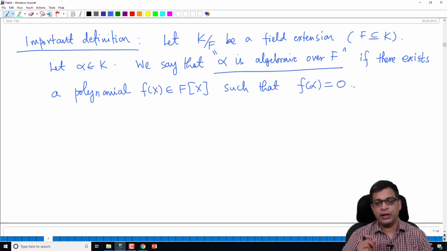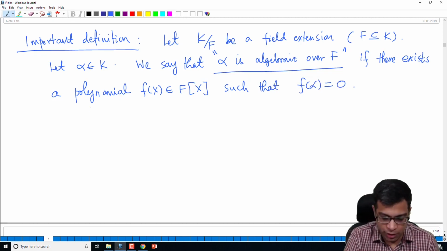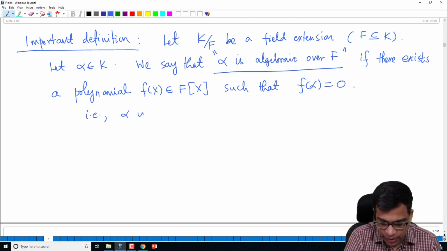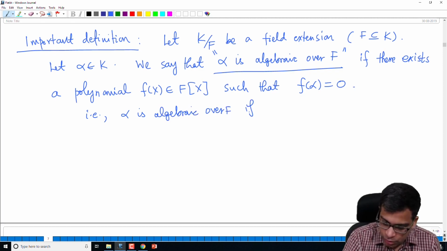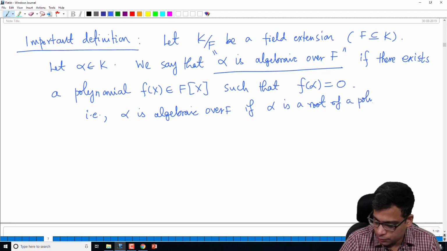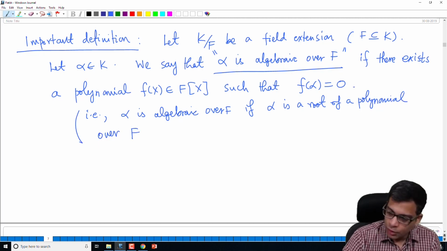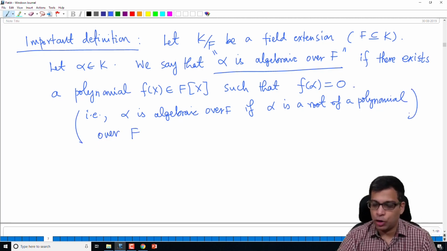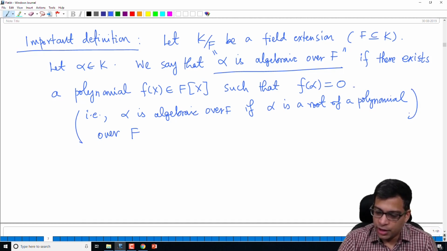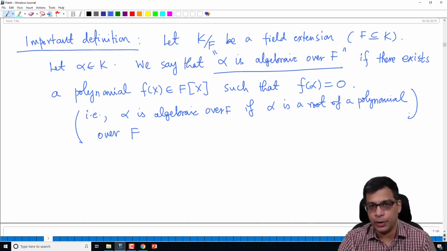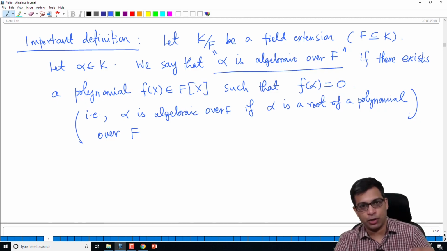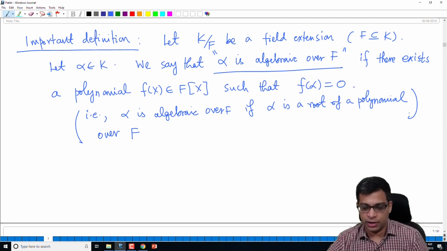So alpha is algebraic over F if alpha is a root of a polynomial over F. That's a convenient way of remembering this. And I want to stress again, which I will do again and again, that "over capital F" is an extremely important part of the terminology. Alpha is algebraic over capital F, because the same element may be algebraic over some field and it may not be algebraic over another field.